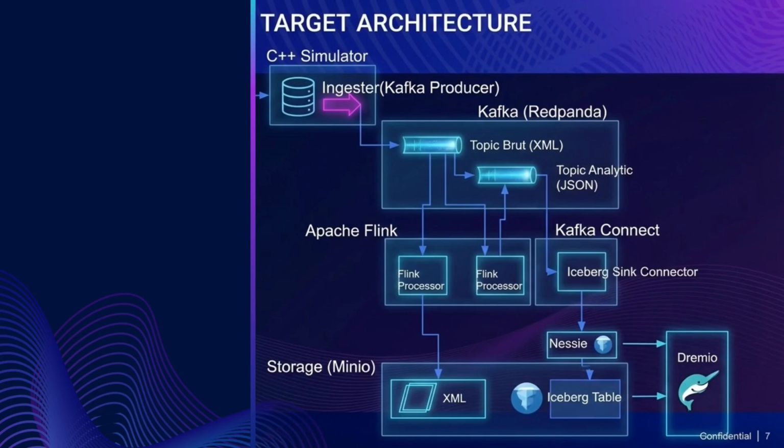Second layer, Apache Flink consumes these topics, transforms XML to JSON, and does 2 things simultaneously. Stores raw data in MinIO as archive, and republishes JSON to Kafka with a staging prefix. Third layer, the Kafka Connect Iceberg sink connector consumes JSON and writes to Apache Iceberg, Parquet format, Nessie catalog for versioning. Fourth layer, Dremio as query engine, exposes Iceberg tables in standard SQL.